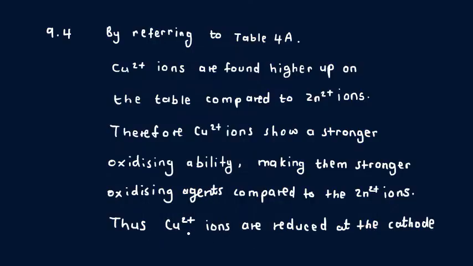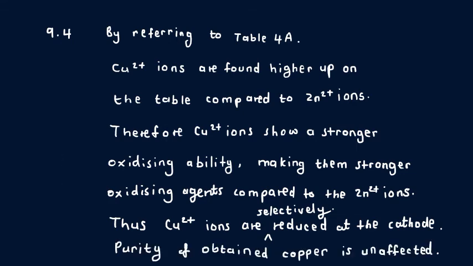I would like to add something here. Thus copper 2+ ions are, and I'd like to add this word, selectively reduced at the cathode. It's like a competition between the two ions, and the copper 2+ ions win. So therefore the copper that we obtain is still pure.